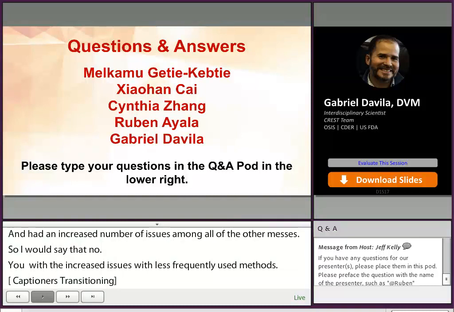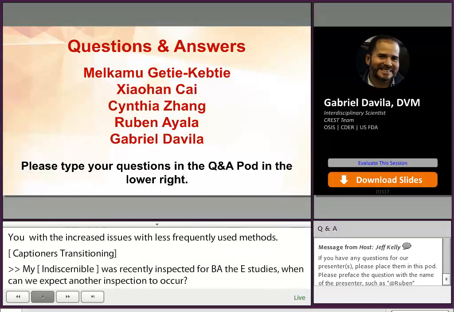FDA aims to conduct clinical and analytical site inspections of CROs conducting the clinical and analytical portions of BA/BE studies every 2 to 3 years. However, the agency may initiate an inspection before that time.